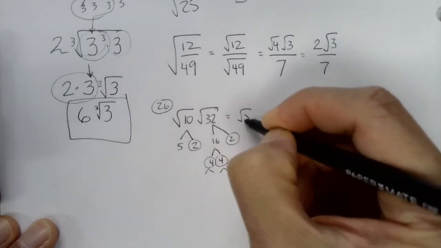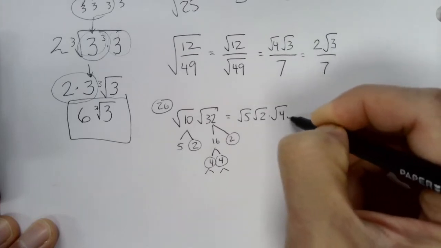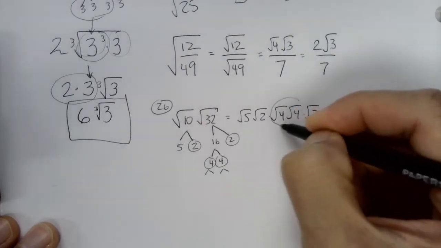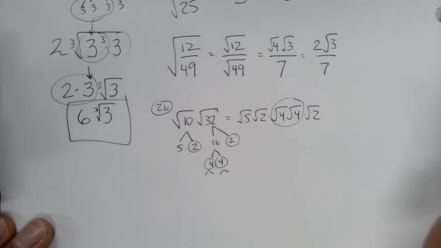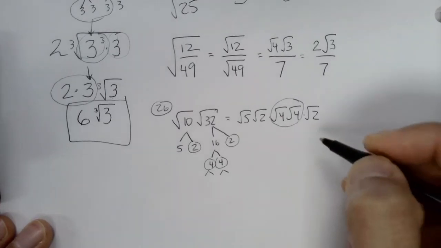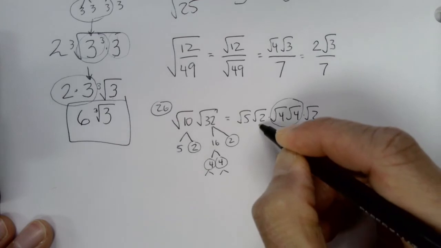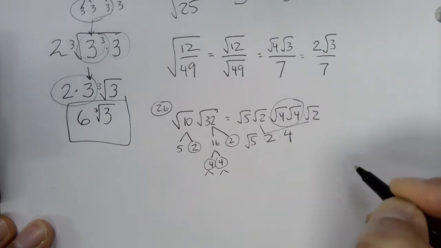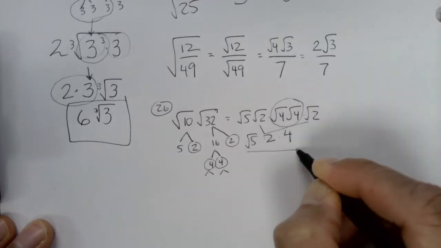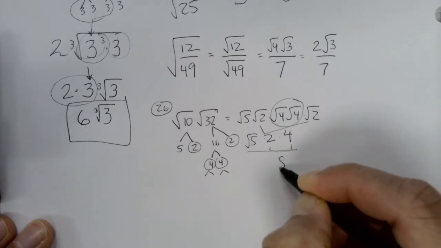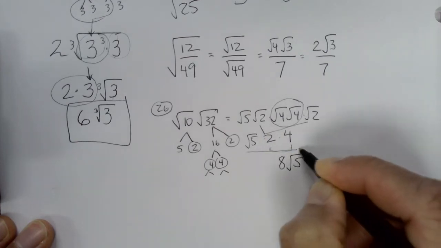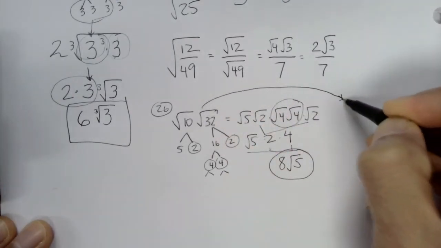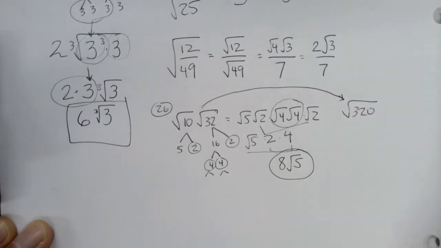Then I could rewrite this as root 5 times root 2 times root 4 times root 4 times root 2. And then I can start to simplify. Anywhere I have the same root multiplied together, because this is 4, these two would be 2, and then I'm left with root 5. So then this simplifies down. This is 8 right there, 8, and then root 5. And that would be my answer. Alternatively, you could just take those numbers and multiply them together and say, okay, that's the square root of 320.